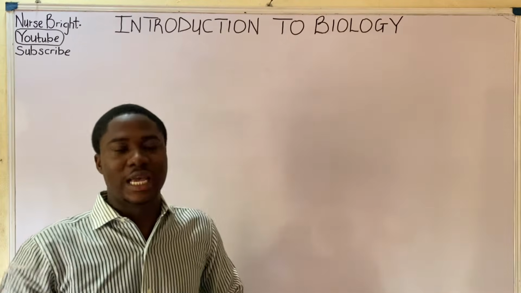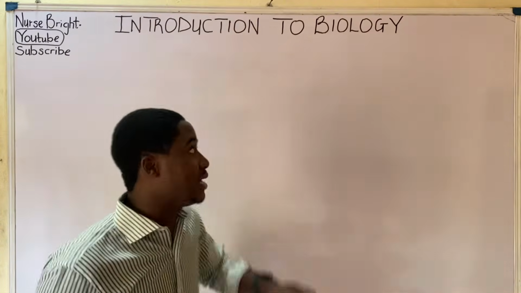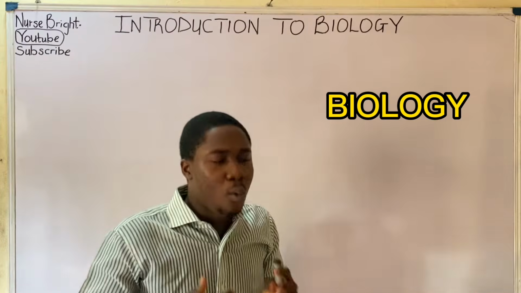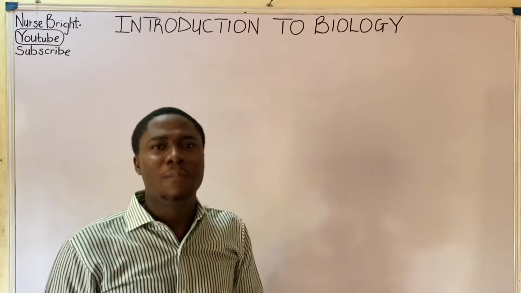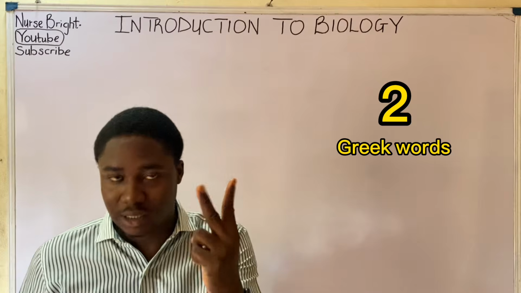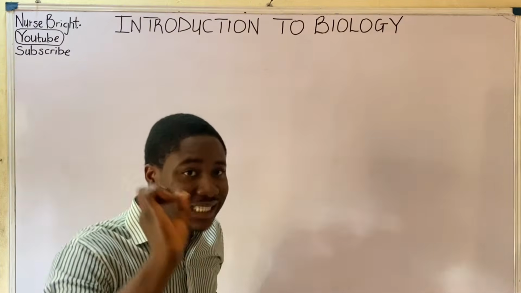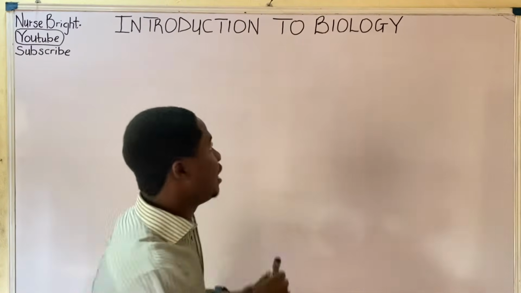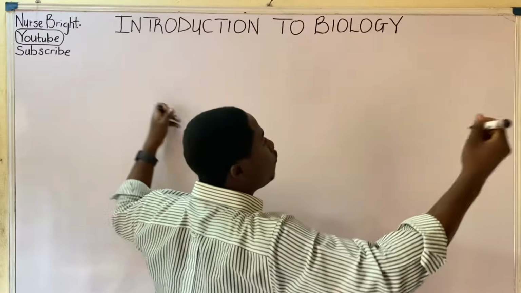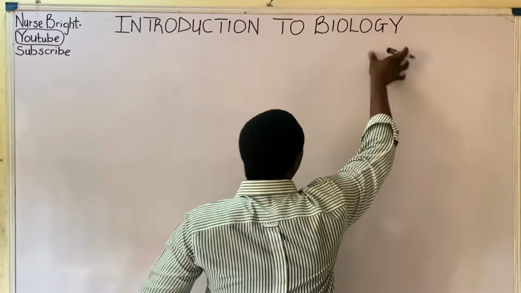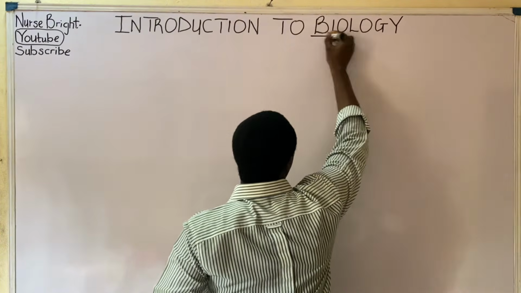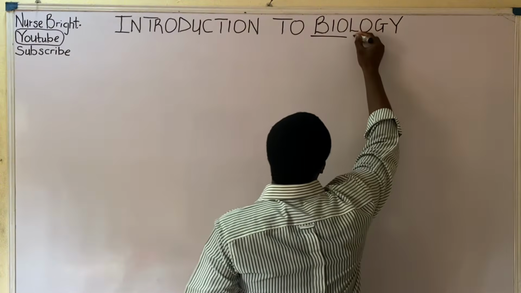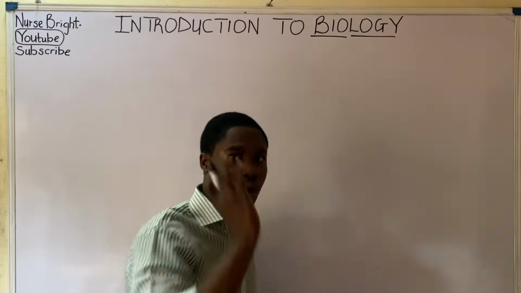Now this must be noted. It must be noted here that the term or the word biology was actually derived from two Greek words. Now listen carefully. The term biology was derived from what? Two Greek words. Now, before we even move further to talk about that, biology is divided into two words, okay? The first part of it is called bio, whereby the other part is called logy.